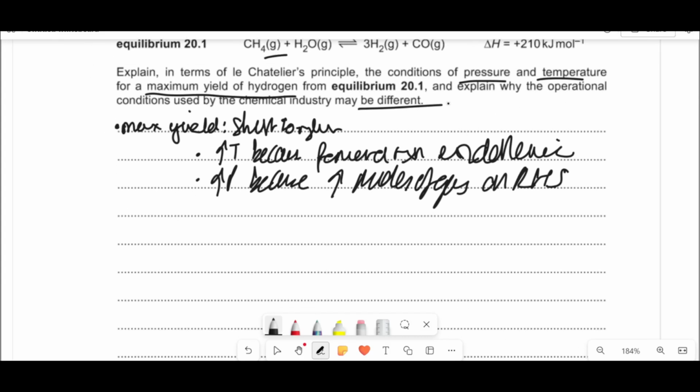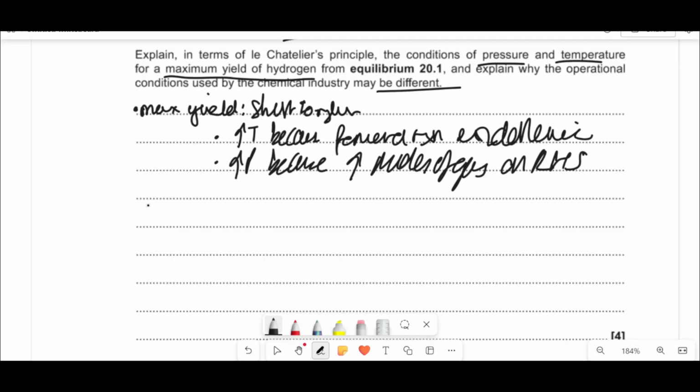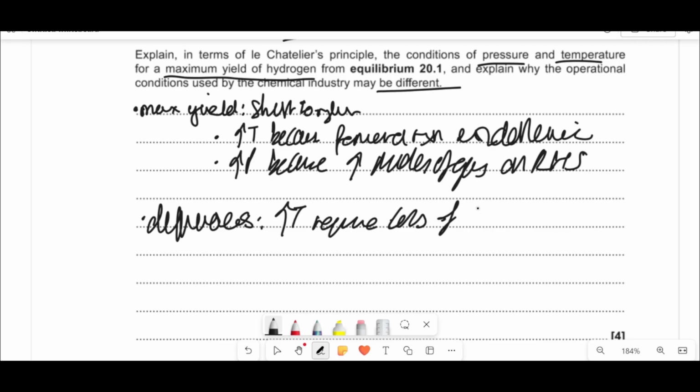However, the question says, explain why the operational conditions for this may be different. So here we need to talk about the differences, right, and why this isn't possible in practice. In theory, it'd be amazing to just have the highest possible temperature ever. But we can't because high temperatures require lots of energy. You can't just jump and say expensive. All of this is expensive. You need to say why it requires a lot of energy.